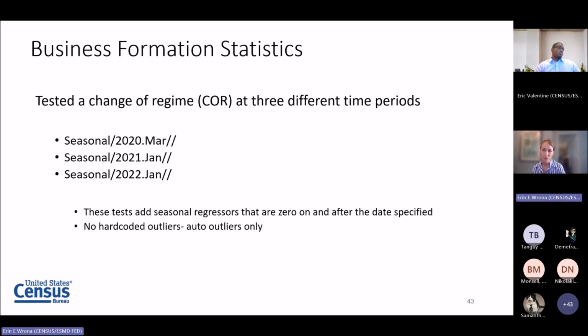I tested a change of regime at 3 different time periods there: March 2020, January 2021, and January 2022. So these tests add seasonal regressors that are 0 on and after the date specified. The models had no hard-coded outliers, only auto outliers were identified.